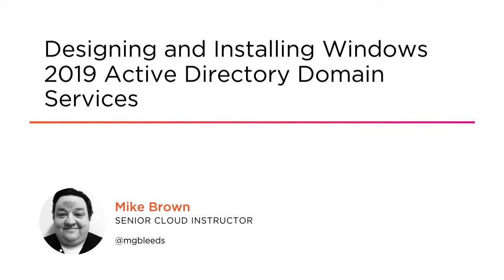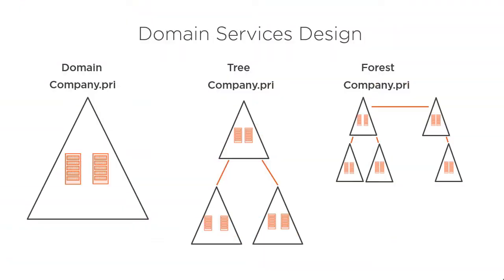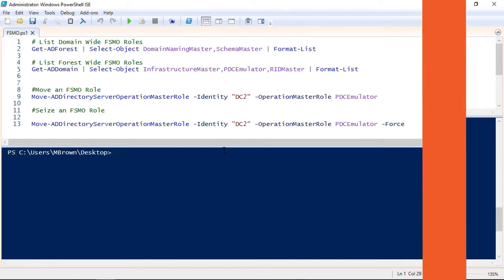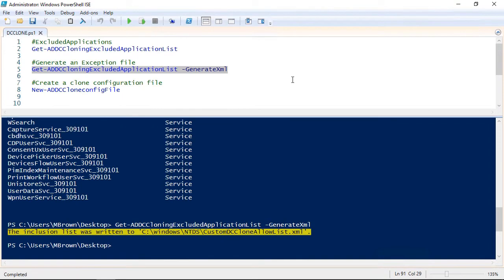Active Directory Domain Services is one of the most popular directory services in use today, both on-premise and in the cloud. This course is a detailed look at designing and deploying Active Directory domain services, and although no experience of Active Directory is required before viewing this course, knowledge of installing Windows Server 2019 is advisable.